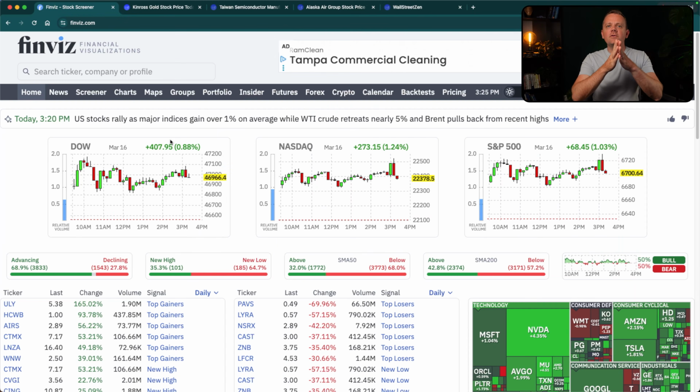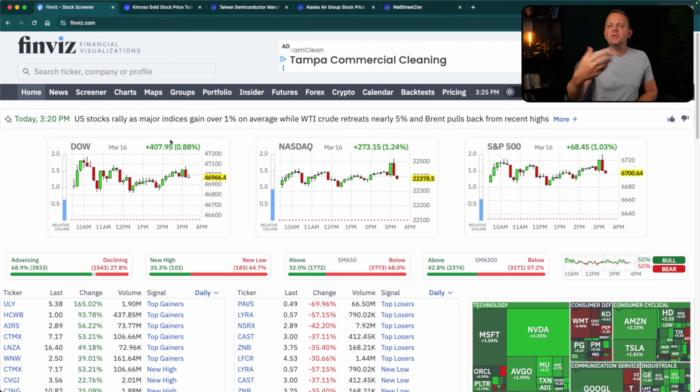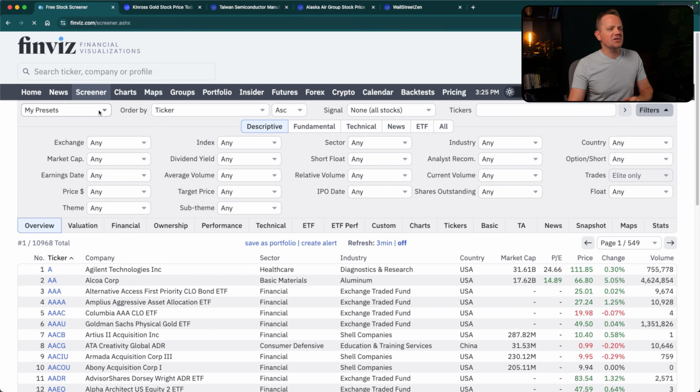All right, first things first, head over to Finviz.com. You can see it right here on the screen. This is a completely free platform, no sign up required. And once you're on the site, you're going to go over to the stock screener. So just click on screener. And what you see on the screen is something like 10,000 different stocks staring back at you.